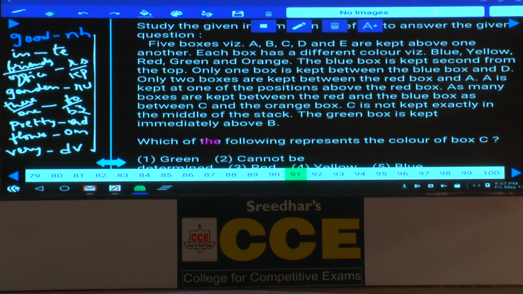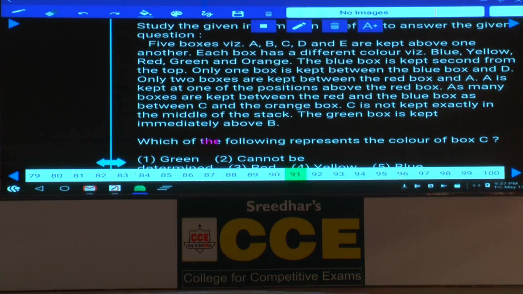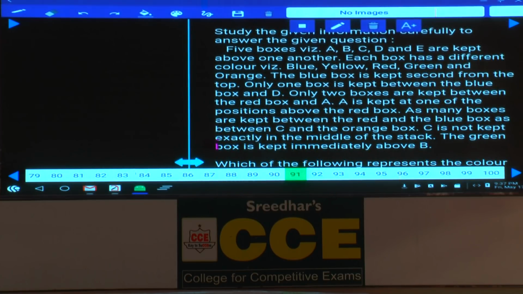5 boxes A, B, C, D and E are kept one above the other. Each box has a different color: blue, yellow, red, green and orange. The blue box is kept second from the top. Now in total we have 5, hence 1, 2, 3, 4, 5.